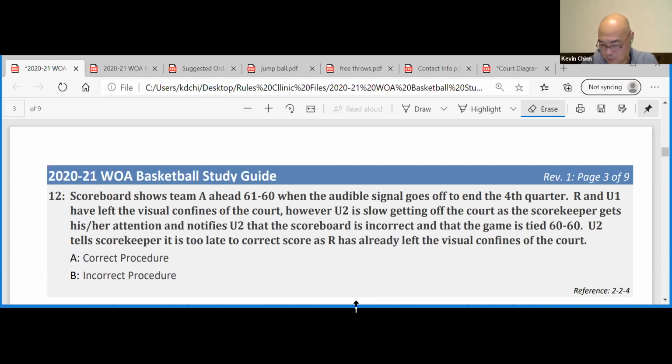If there's one official that for whatever reason is slow leaving the floor and the table catches their attention and there's a problem like this, the game is not over. But the minute you leave the confines of the court, they can't go in the locker room and knock on the door and come back and say, "Hey, we screwed up." I like that you had a rule reference there, Oren. I'm impressed.